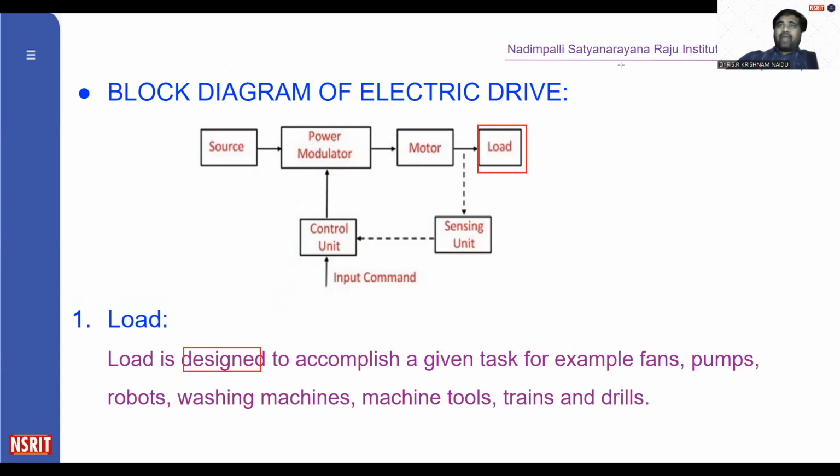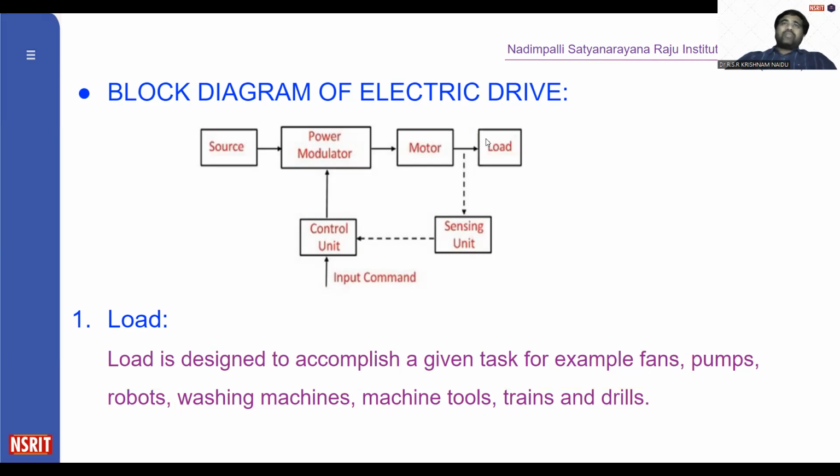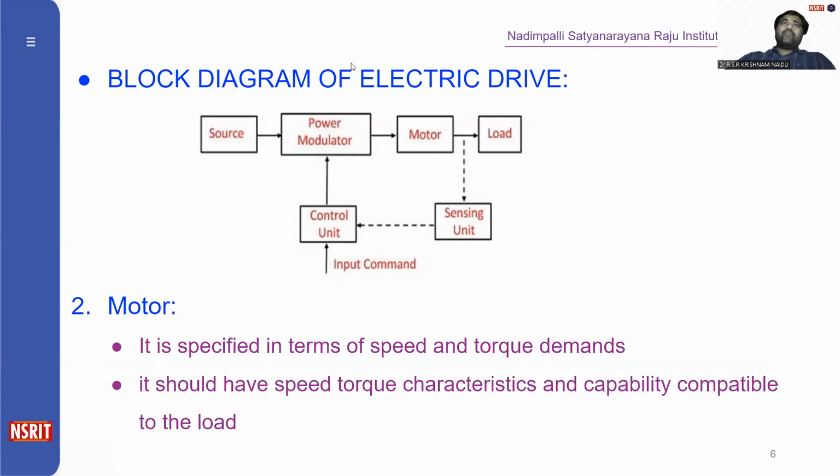For example, a fan load, a pump load, a robot is also a load, a washing machine is also a load, machine tools are also loads, and trains and drills. So all these are designed to accomplish a given task. A fan is to rotate, a pump is to pump the water, a washing machine is to wash the clothes. So all these loads are designed to accomplish their given tasks. According to the desired task, we will choose the load. And the second one is the motor.